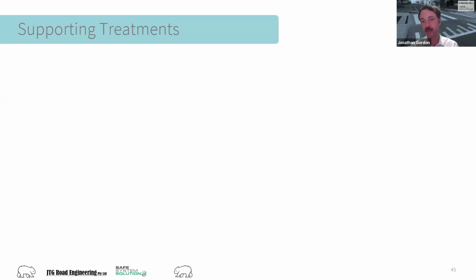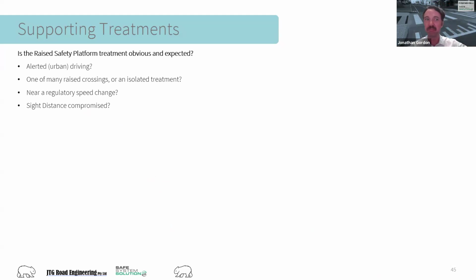So a few supporting treatments I'll just run through. I won't go into significant detail, but as almost alluded to then, there are scenarios in which you might want to reinforce the awareness here. So you ask yourselves the questions of, is it alerted driving, or is it one of many raised crossings, or is it sort of the first one in town and people won't be expecting it? Is it at the town border and people aren't as alerted? Perhaps there's a regulatory speed change nearby, so people are traveling 80 and then they're just entering a 50 zone, and this is the first thing that happens as a raised safety platform.